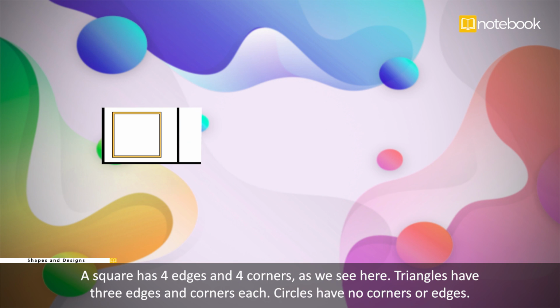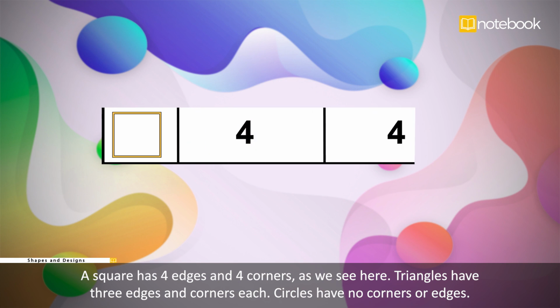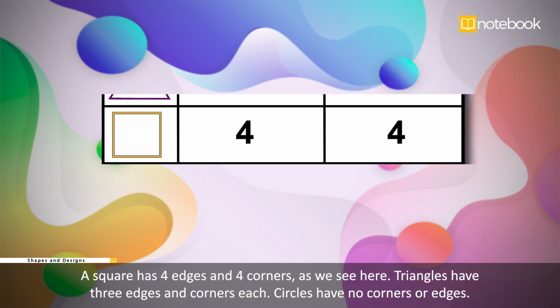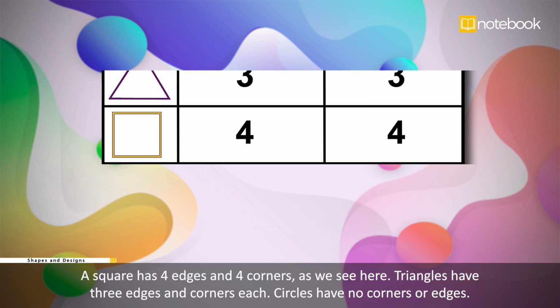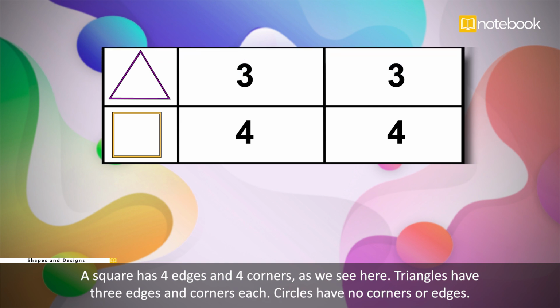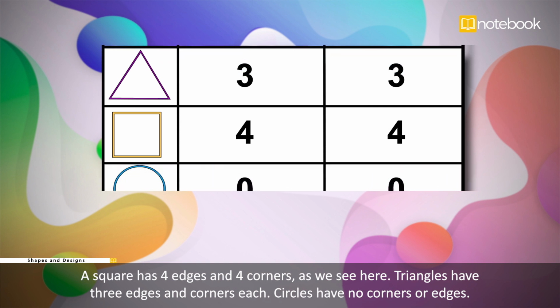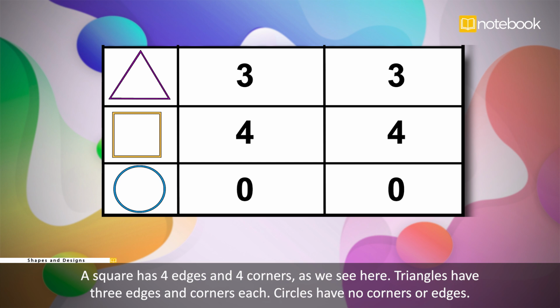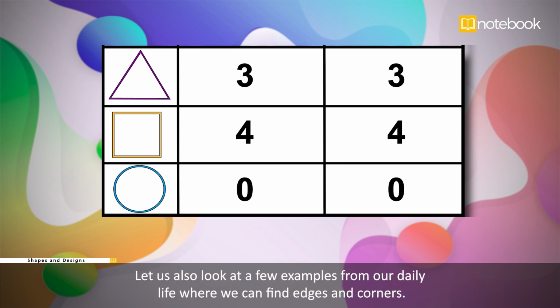A square has 4 edges and 4 corners, as we see here. Triangles have 3 edges and corners each. Circles have no corners or edges. Let us look at a few examples from our daily life, where we can find edges and corners.